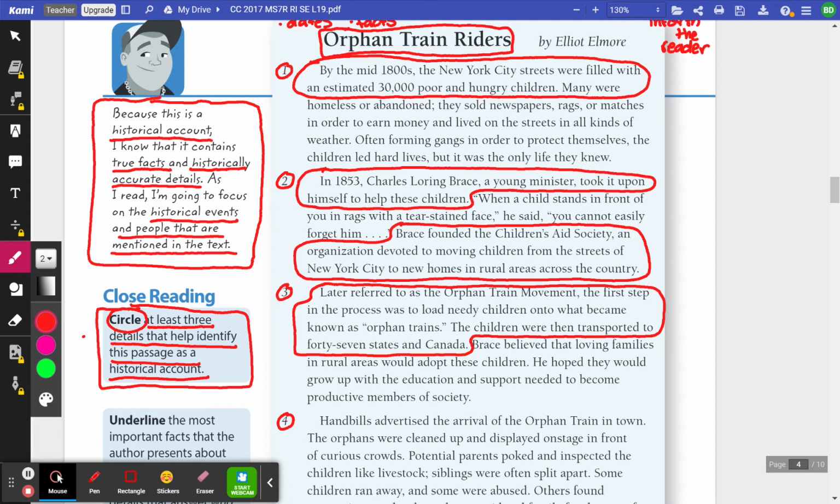So this is an important historical detail because it tells us exactly what Brace was doing. It tells us that he founded the Children's Aid Society. The Children's Aid Society was basically his organization, and it tells us exactly what that organization did, which was move children out of New York City into homes in more rural areas of the country. So this one is very important because it tells us what the Children's Aid Society does and why Brace founded it, or what its goal was at least. So this is a historical fact that contributes to the fact that this is a historical account.